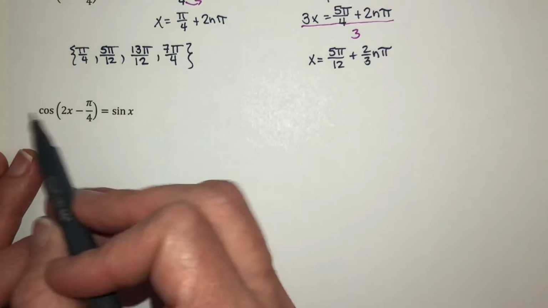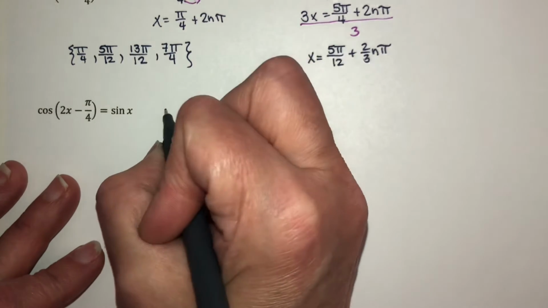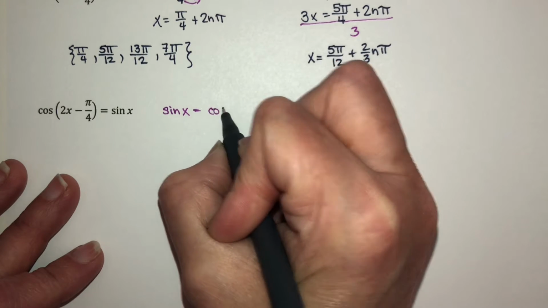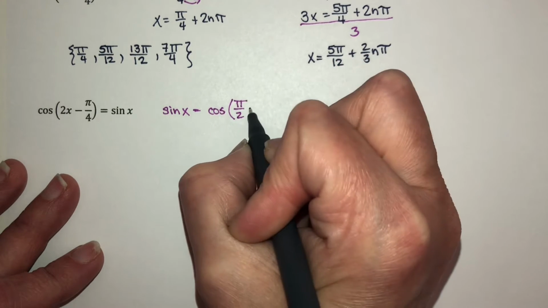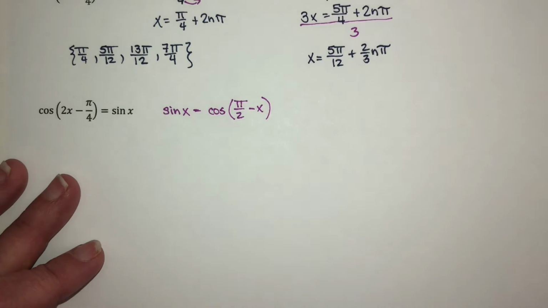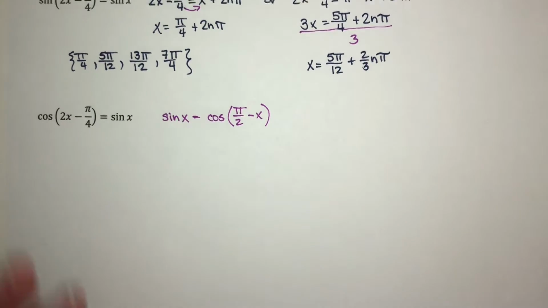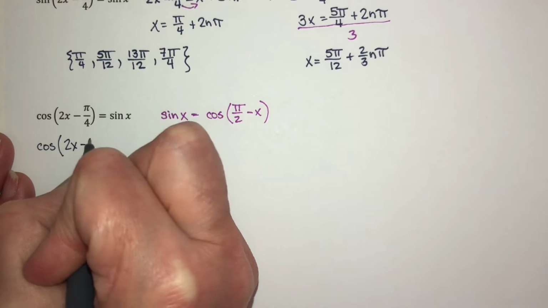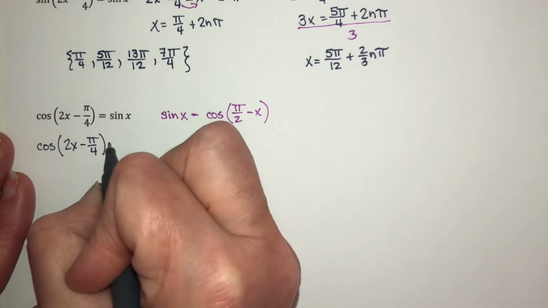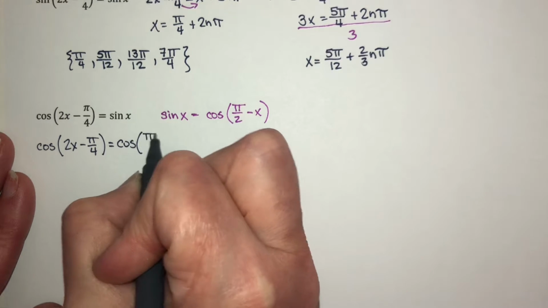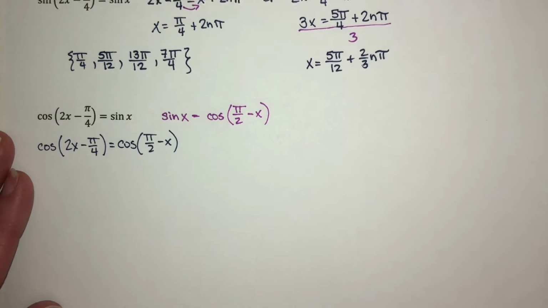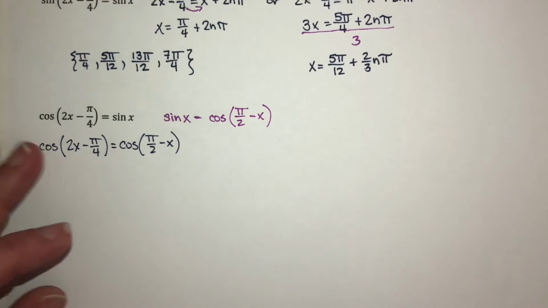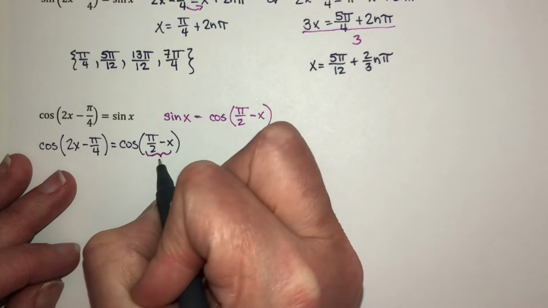Since cosine and sine are cofunctions, I know that sine of x is the same thing as cosine of pi over 2 minus x. It's one of our cofunction identities. So the equation I need to solve is that. Okay? Now I'm going to treat this whole thing as our alpha.